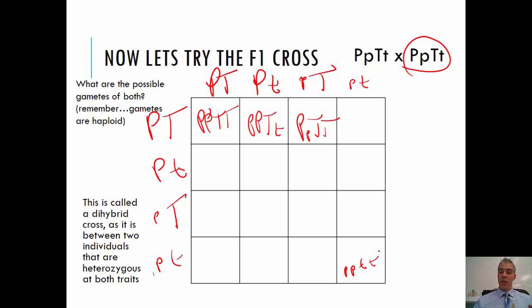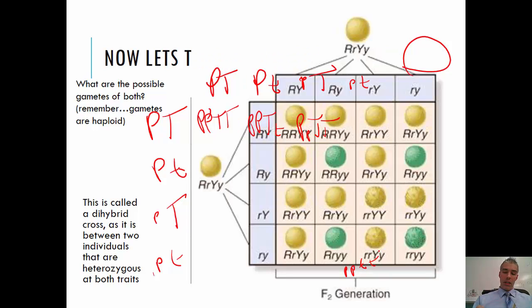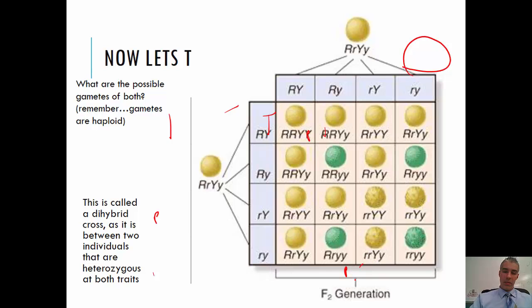Now, if you were to do the whole thing yourself, you would get something that looks like this. Now, these are using R's and Y's, not P's and T's, but you get a very similar result. And what you end up seeing is this interesting ratio.